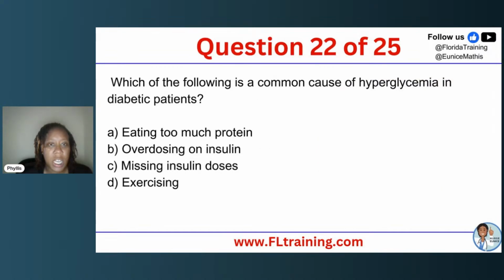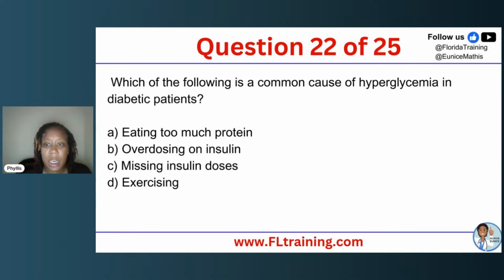Which of the following is a common cause of hyperglycemia in diabetic patients? A, eating too much protein. B, overdosing on insulin. C, missing insulin doses. D, exercising. Drop those answers in the chat and let me know what you think it is. A, B, C, or D.